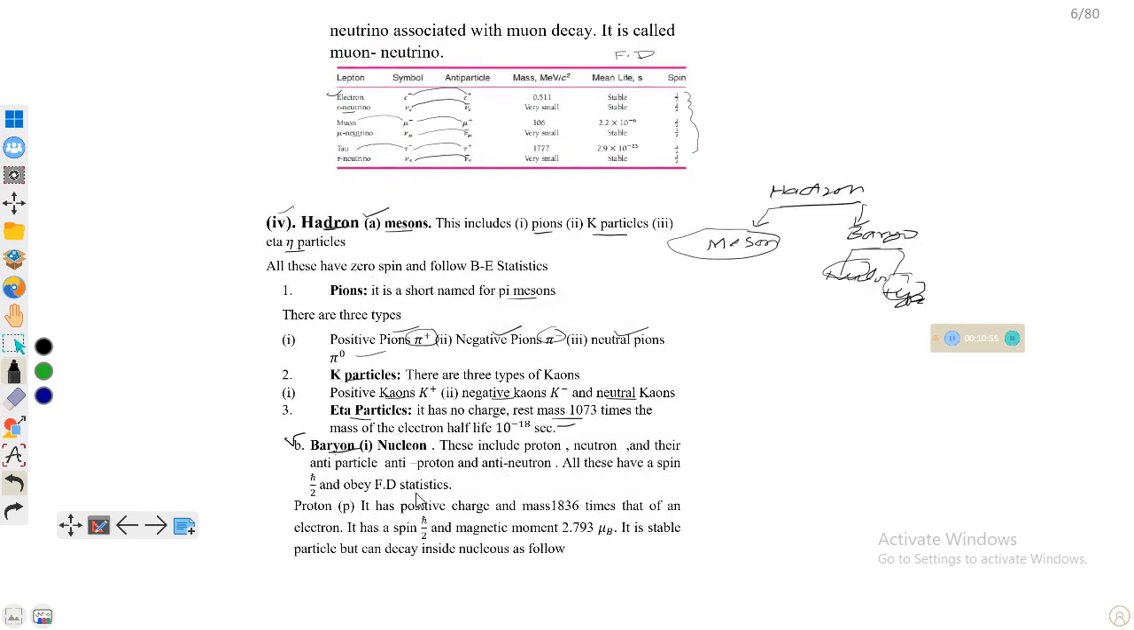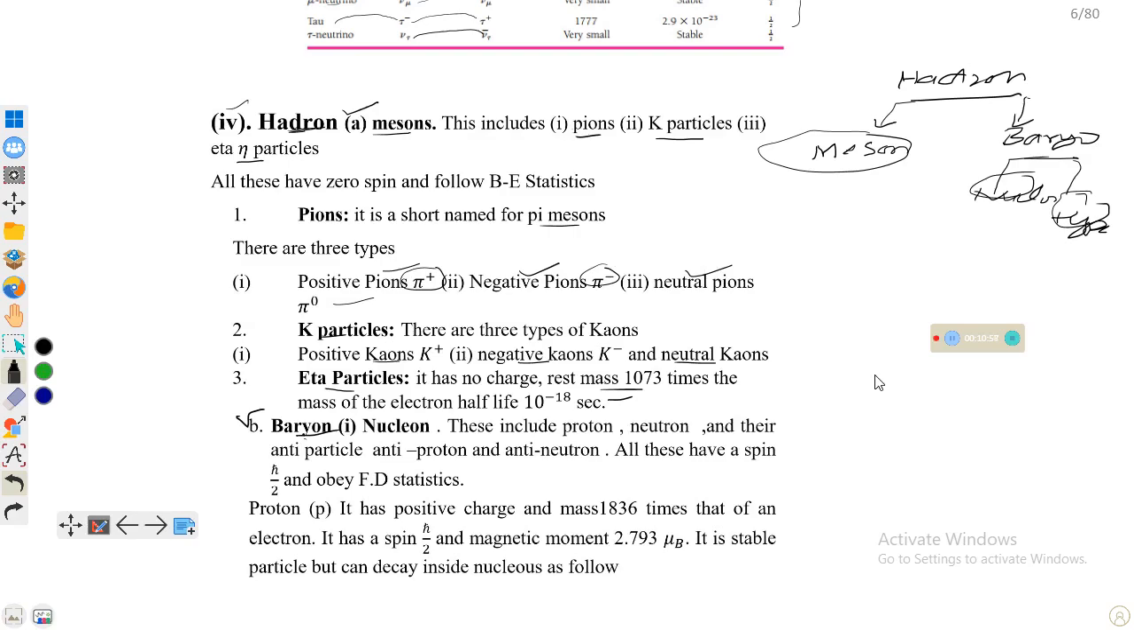Okay. Now, baryon is divided into two categories: nucleons and hyperons. Nucleons include proton, neutron, and their antiparticles, the antiproton and antineutron. All these have spin h/2 and obey Fermi-Dirac statistics. You know that the proton has positive charge and a mass 1836 times that of the electron. It has spin h/2 and a magnetic moment of 2.793 Bohr magnetons.